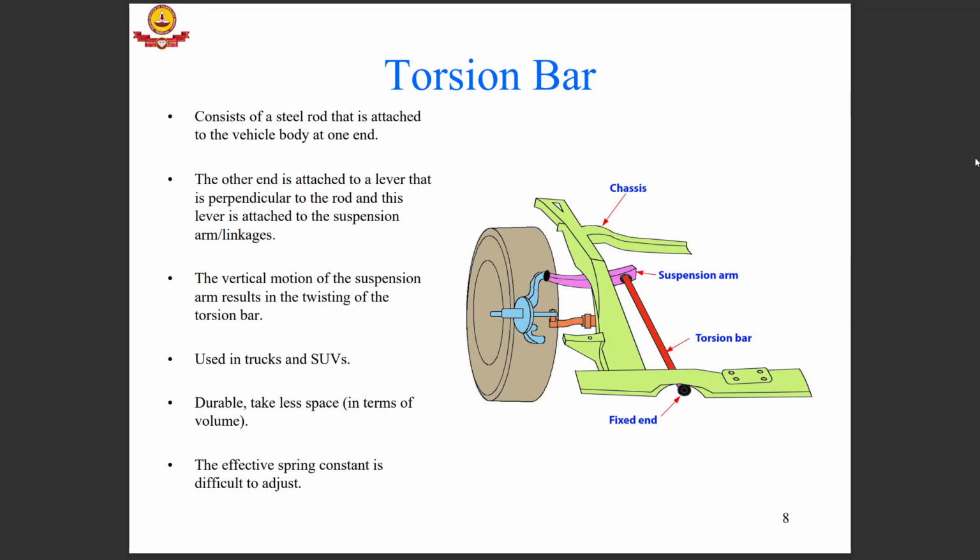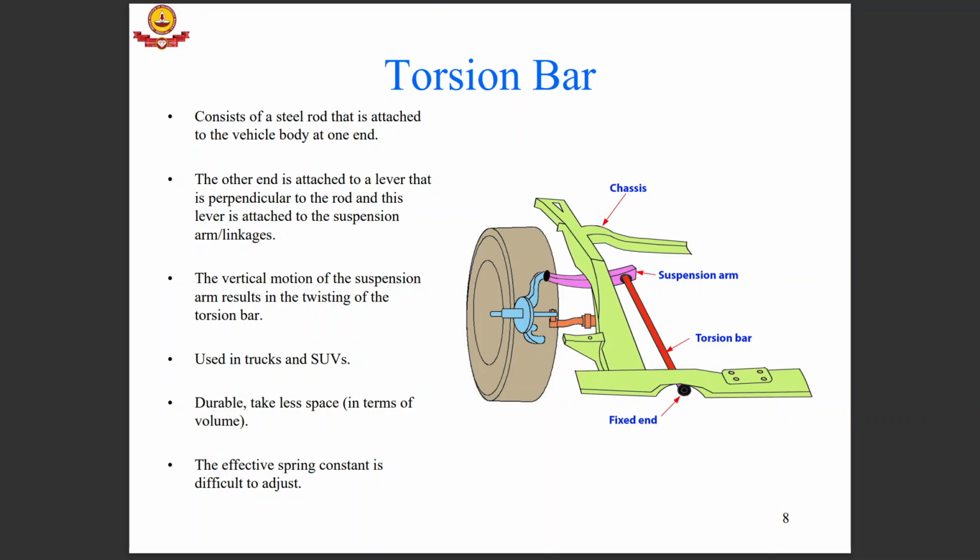Then the second thing is a torsion bar. It consists of a steel rod where one end is connected to the suspension arm of the wheel, and the second end is connected to the chassis, which is a fixed end. Okay, so the vertical motion of the suspension arm results in twisting of this torsion bar.